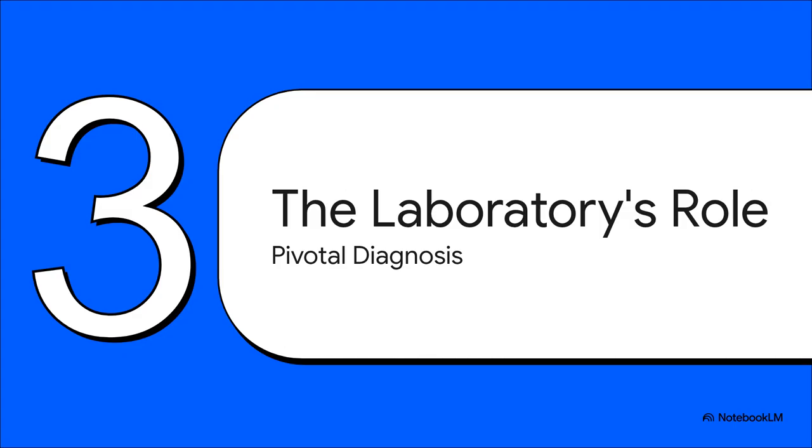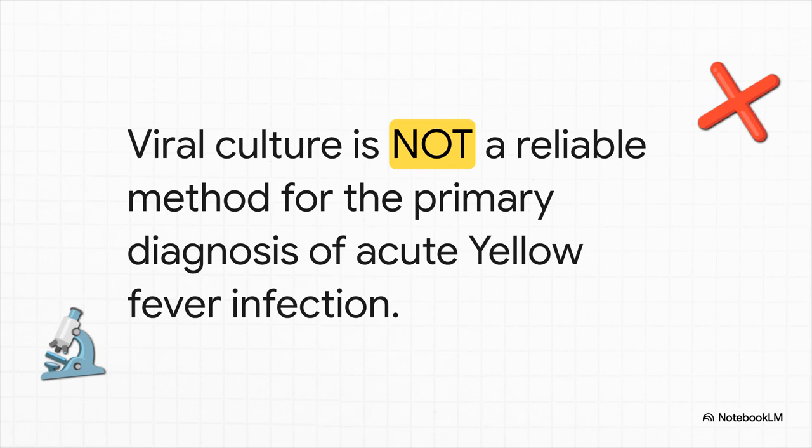So let's put it all together. No specific treatment, a really high mortality rate for severe cases. This means that rapid, accurate diagnosis isn't just helpful, it's the most powerful intervention we have. This is where we, in the lab, become absolutely central to the whole story. Okay, first things first, and I want to be crystal clear about this. Viral culture is not the way to go for primary diagnosis. If you're looking for a fast, reliable answer to guide clinical decisions, culture is not your friend here.